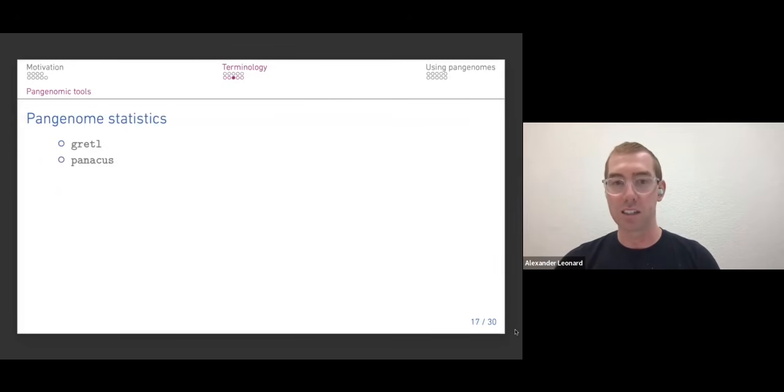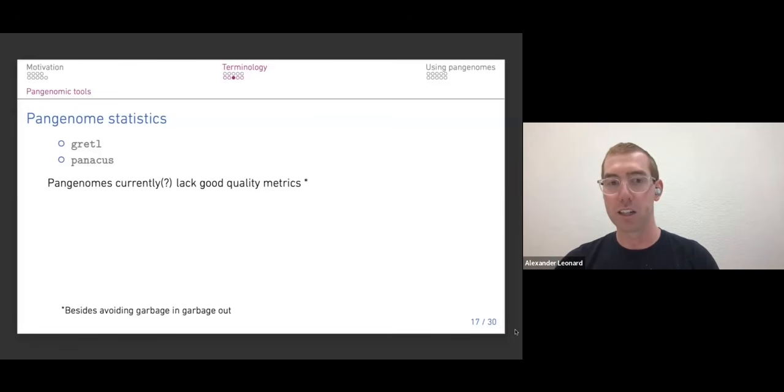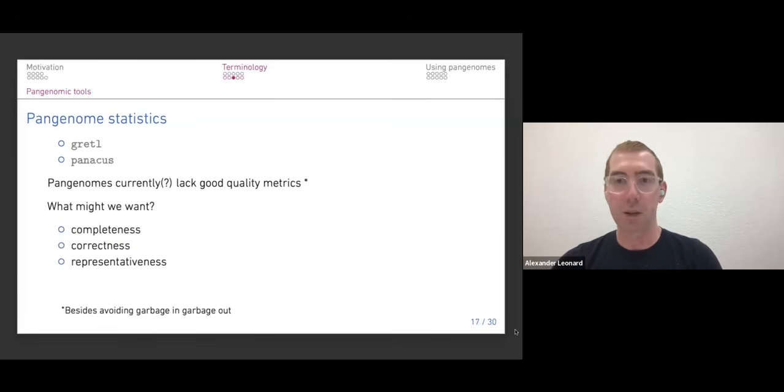In terms of getting some basic statistics from the graph, so here we're probably talking about the number of nodes or the number of edges in our graph, a few different tools like Gretel or Panacus exist. But it's really fair to say at the moment that there's not a great way of describing the quality of a pangenome in the same way that we might do for a reference genome or any assembly. And basically, the best hope we have at the moment is if you put in good assemblies, you'll get a good pangenome out.